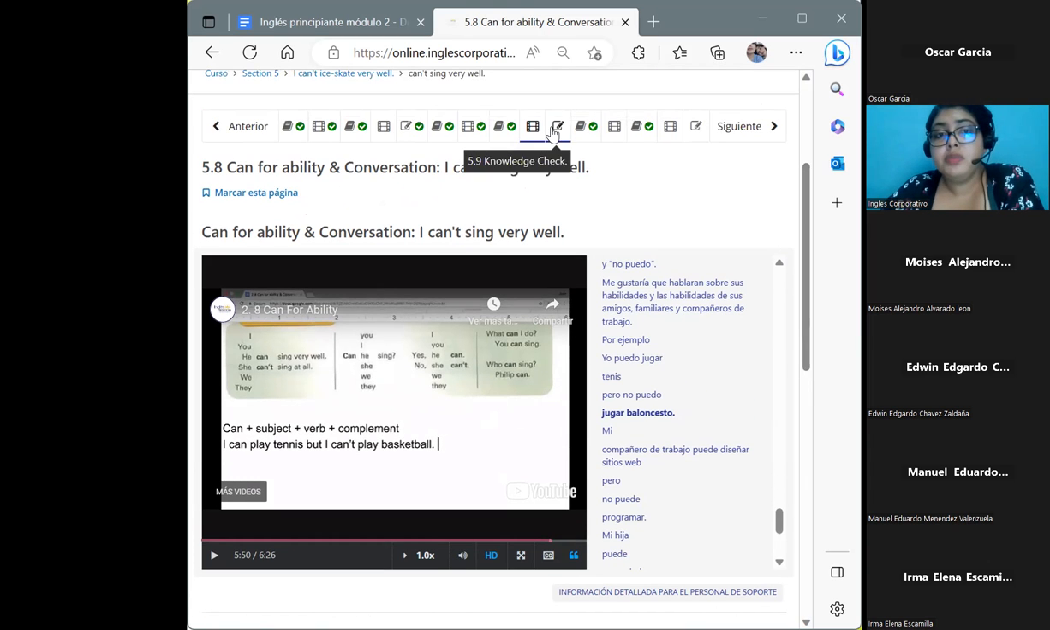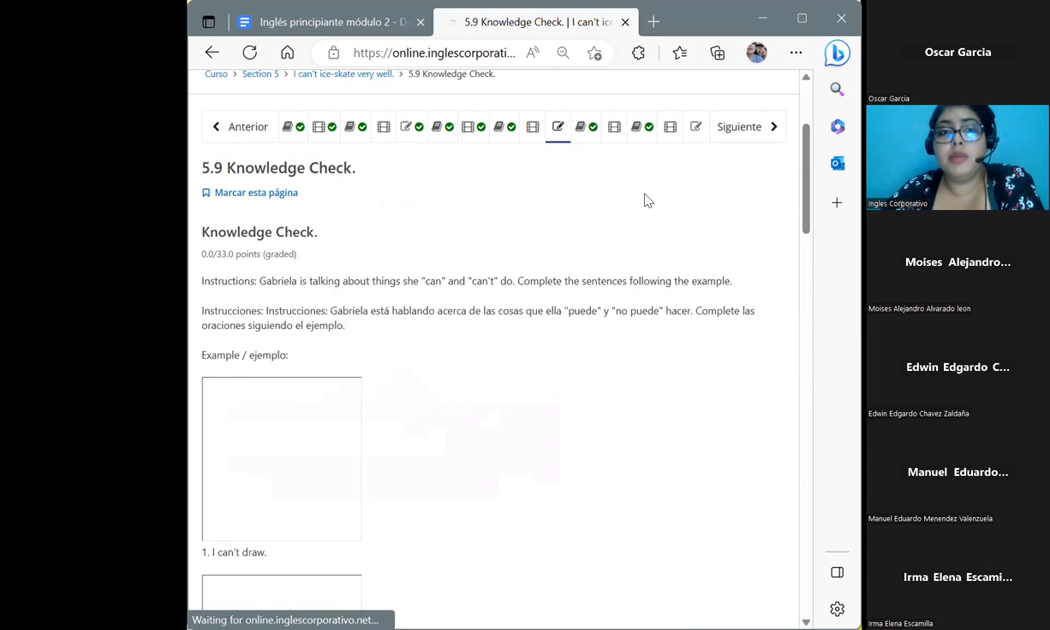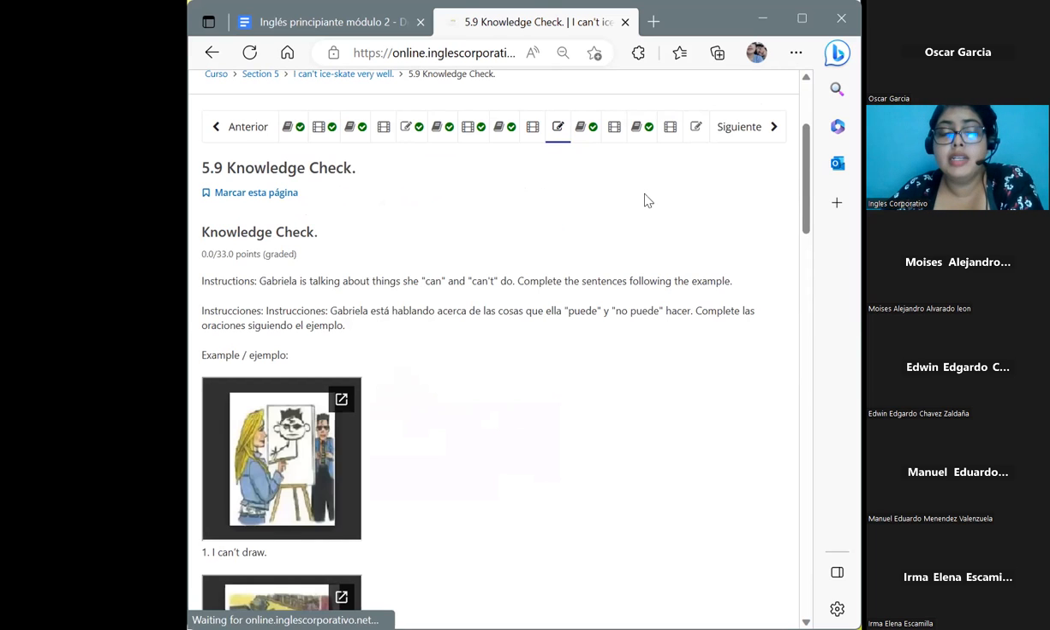Now, we're going to complete the knowledge check number 5.9. Es el 5.9. Vamos a completarlo en estos minutos que nos quedan de sesión para que solo nos quede un knowledge check para mañana y el examen final, ya que mañana es la última sesión del módulo.